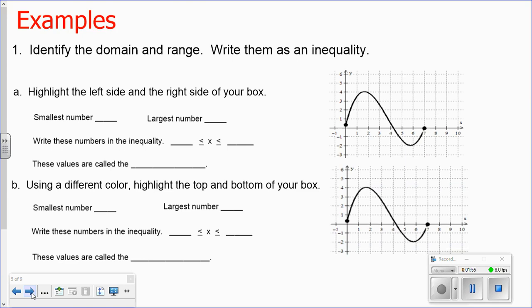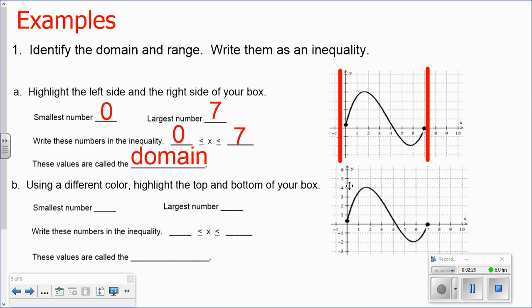So for example, identify the domain and range and write them as an inequality. When we're doing our domain, if we highlight the one side of the box, or our beginning number and our end number, we're kind of making a box here with our domain and range. So if we make this line here, the smallest number in our domain is 0, and the largest is 7. So we would say our inequality is 0 is less than or equal to x, which is less than or equal to 7. That's our domain.